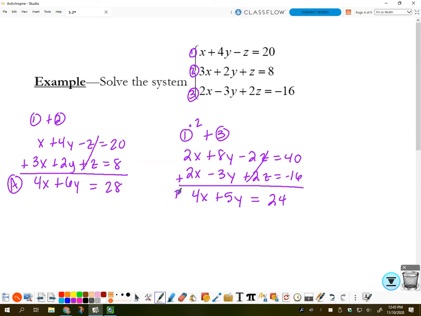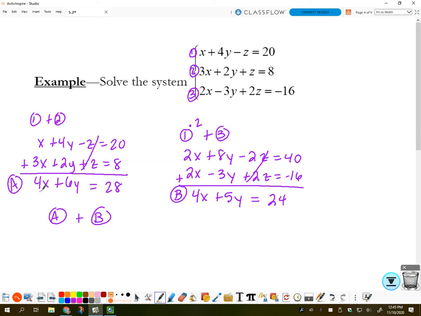Alright, so we'll call this equation B. Now I have a little 2 by 2 system: 2 equations, 2 variables, both of them have an x and a y. So I can put A and B together. But if I put A and B together, I'm going to get 8x and 11y. I need one of those to go away.